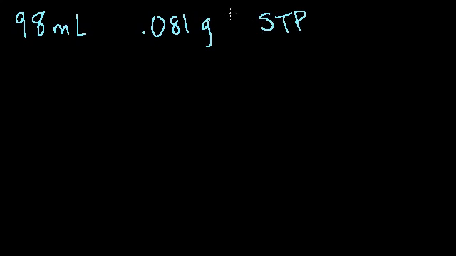So we have 98 milliliters of an unknown gas that weighs, well, they say weighs in the problem, but I'll use mass. Its mass is 0.081 grams. You shouldn't say weighs 0.081 grams. This is mass. Weight would be in newtons if we're in the metric system. At standard temperature and pressure, calculate the molar mass of the gas.